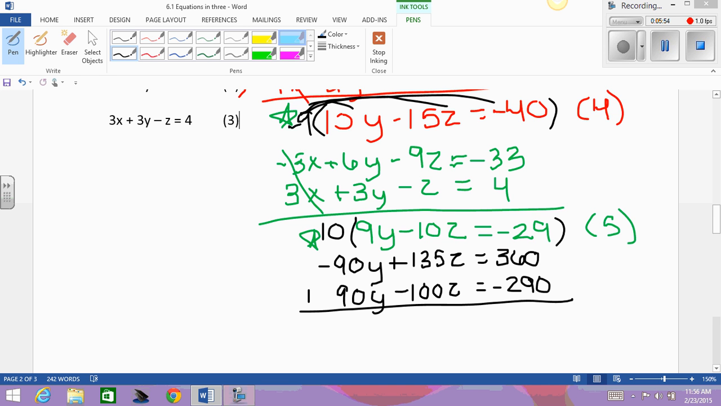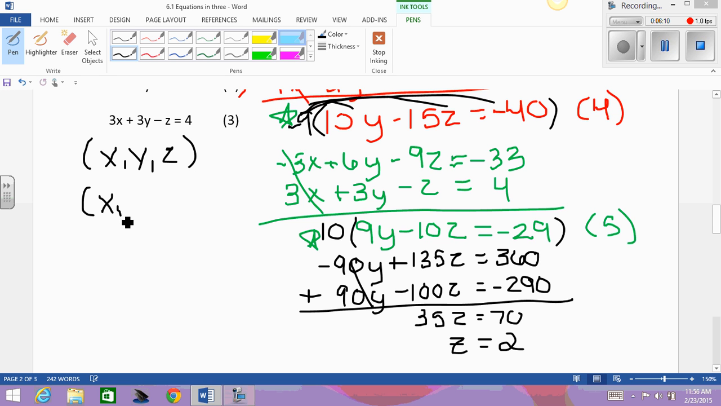Add those together, the y's are going to cancel. We're going to get 35z equals 70, or z equals 2. So what I've actually done now, if we're talking about our ordered triple, is I have found my z. What I have to do is find my x and my y.